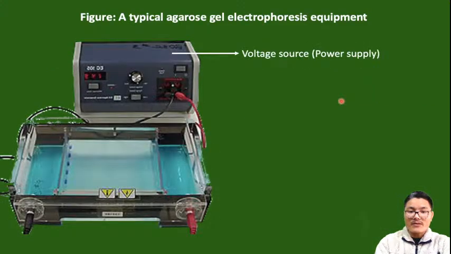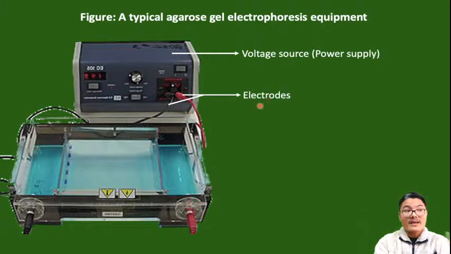It is done with the help of this setup. This is typical equipment which is used in order to perform agarose gel electrophoresis. Here what you can see is the source of electricity, or voltage source, or power supply. This is the stabilizer which will be receiving electricity from the main source, and it has two electrodes, right? We all know that from the power supply we get two charges, negative and positive, right?